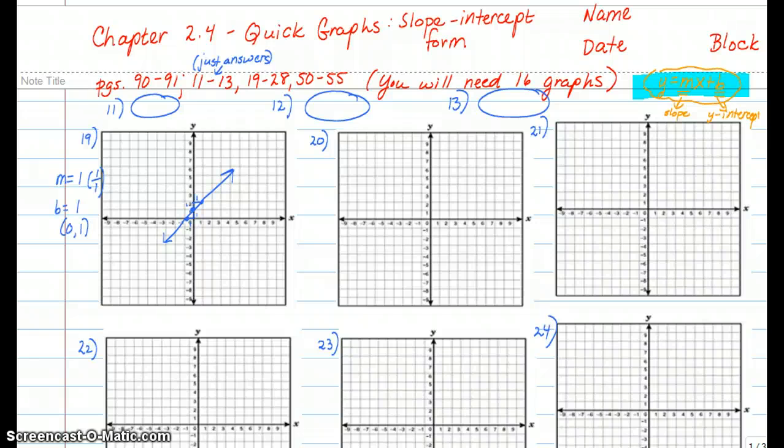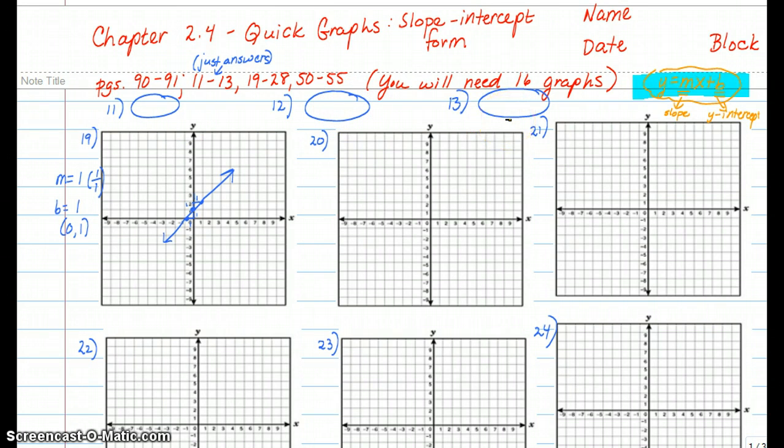You will need 16 graphs, and all of your stuff will fit on that piece of graph paper, so you don't have to have a piece of binder paper. If you're looking at your book right now on page 90, you'll see 11, 12, and 13 give you a picture. You need to just answer what the slope of the line is. You can use your finger to figure that out using a slope triangle, the x-intercept, and then for number 13, the y-intercept of the line.